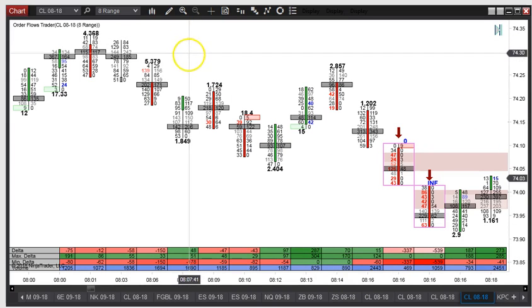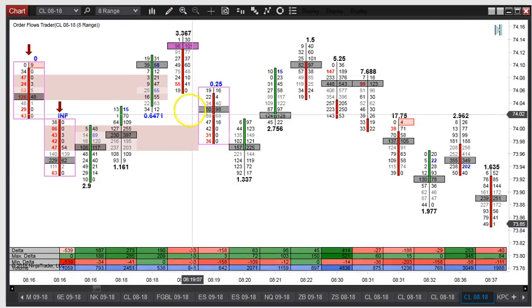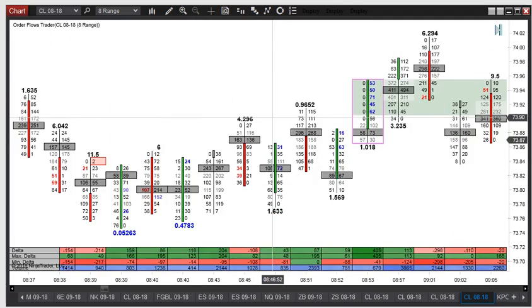I mean, these point of controls, there's nothing special in the order flows, but you can see how oftentimes these prominent point of controls, the market rallies or sells off back, it retraces right back to those levels.